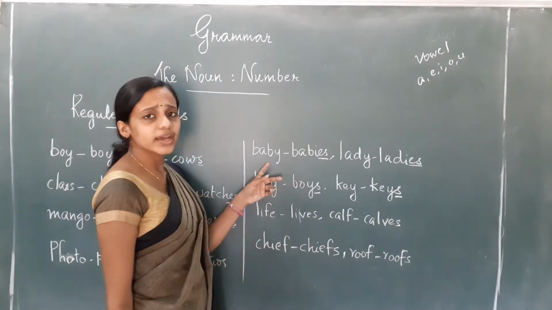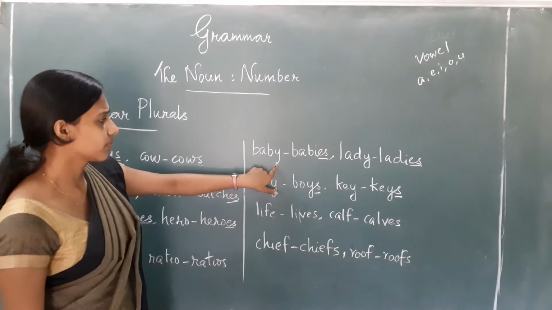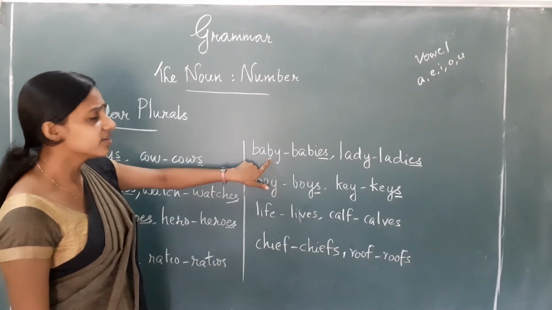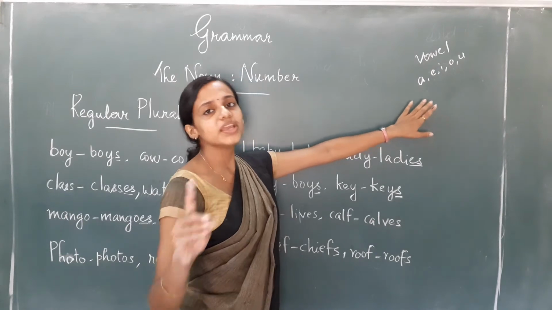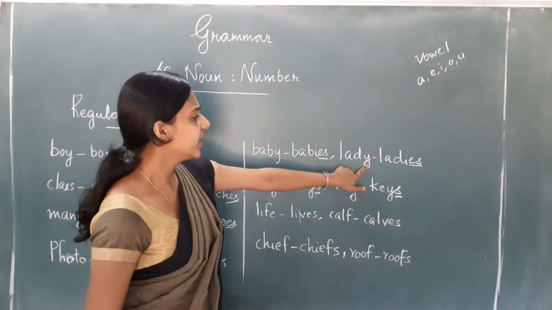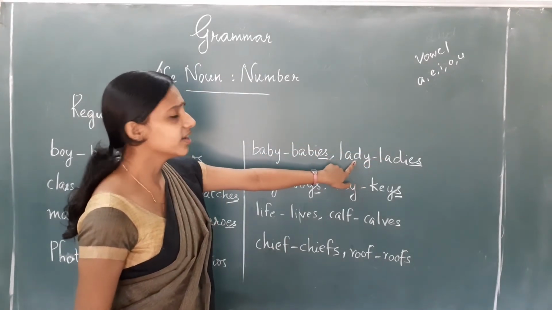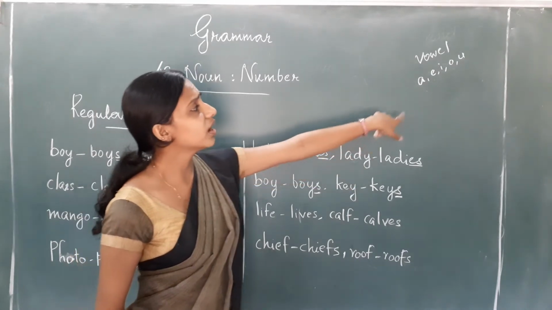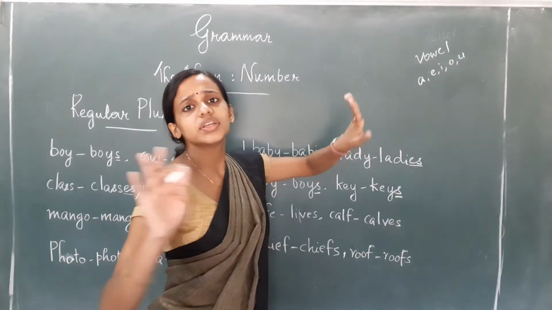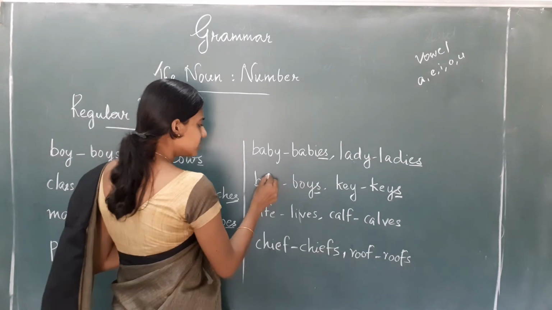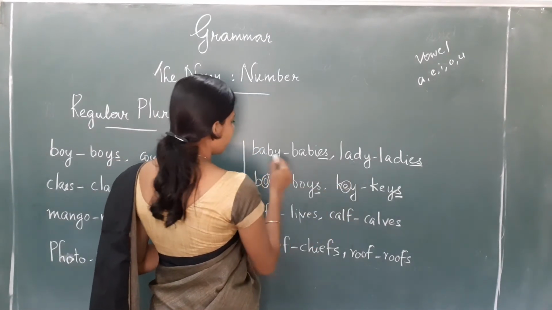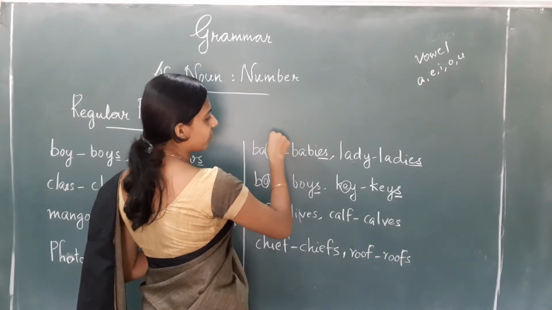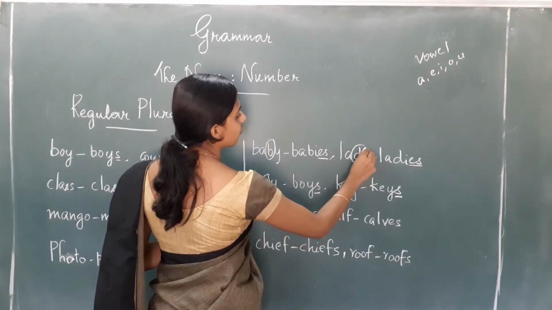And look here. Baby. Before Y, it is B. Is B a vowel? No, B is not a vowel. Lady. Before Y, it is D. Is D a vowel? No, it is not a vowel. Here, this O is a vowel. This E is a vowel. But here, this B is not a vowel. This D is not a vowel.